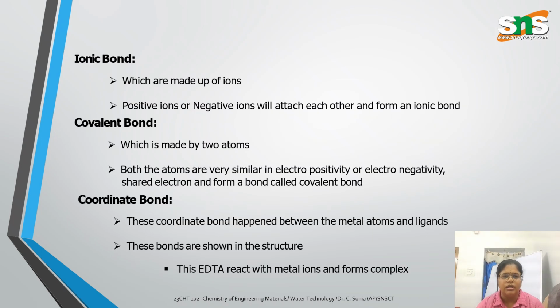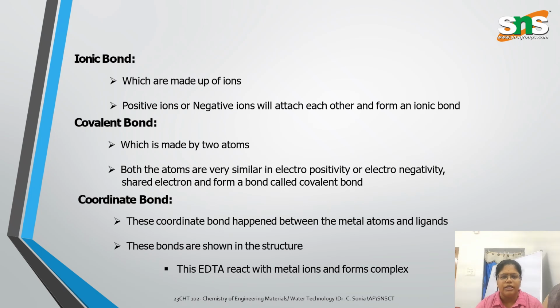So, ionic bonds are made up of ions. Positive ions and negative ions attach to each other and form an ionic bond. A covalent bond is made by two different atoms. Both the atoms are very similar in electropositivity or electronegativity, share electrons, and form a bond called the covalent bond.